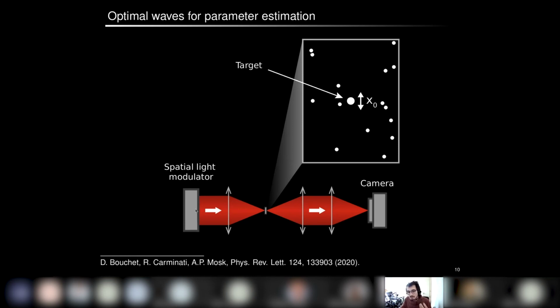And we run an optimization algorithm. Here it's a brute force optimization with a simulated annealing technique. We run this optimization procedure in order to find the phase that should be applied on the spatial light modulator in order to maximize this objective function, the Fisher information. And when you do that, this is the intensity pattern that you get. Again, it's the intensity inside the media, so that if you move your particle a bit, it creates a speckle that changes a lot in the camera plane.